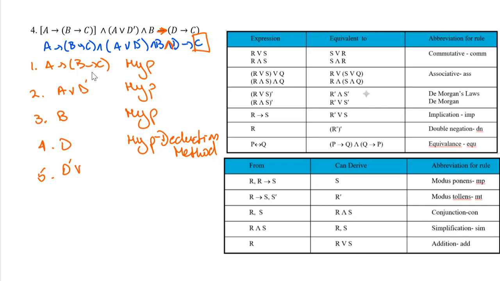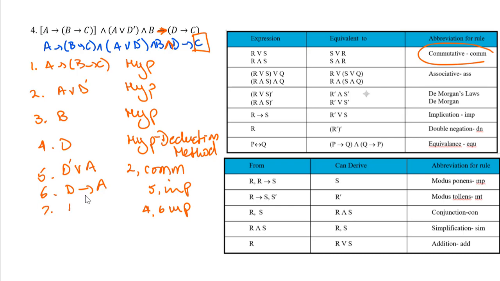So first I see that I could write not D or A by using commutative law. I just flip them, the first thing here, okay? And the reason I'm doing this is because I'm going to use implication. So implication tells me D implies A. So I have D implies A. So I have D is true and D implies A is true. Therefore, from 4, 6, and MP, I could show that A is also true.